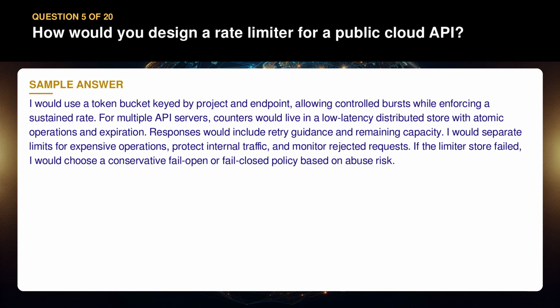I would use a token bucket keyed by project and endpoint, allowing controlled bursts while enforcing a sustained rate. For multiple API servers, counters would live in a low-latency distributed store with atomic operations and expiration. Responses would include retry guidance and remaining capacity. I would separate limits for expensive operations, protect internal traffic, and monitor rejected requests. If the limiter store failed, I would choose a conservative fail open or fail closed policy based on abuse risk.